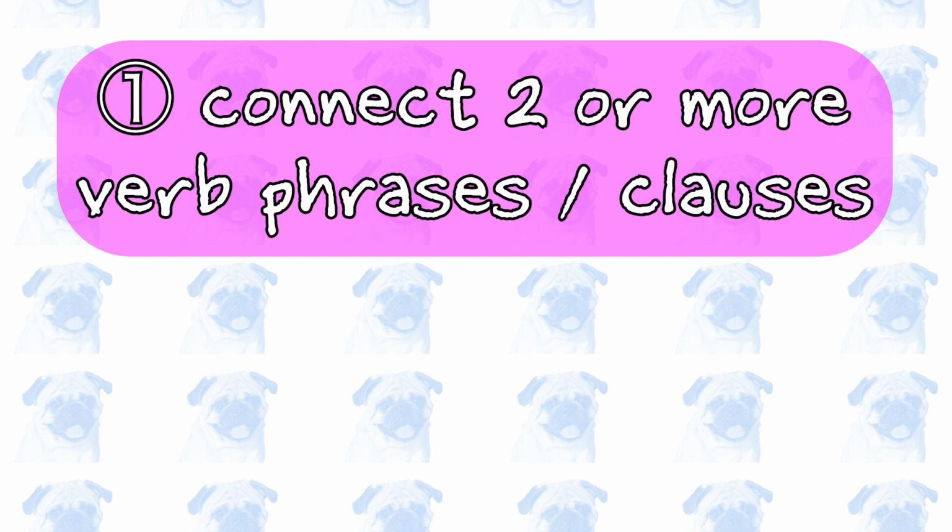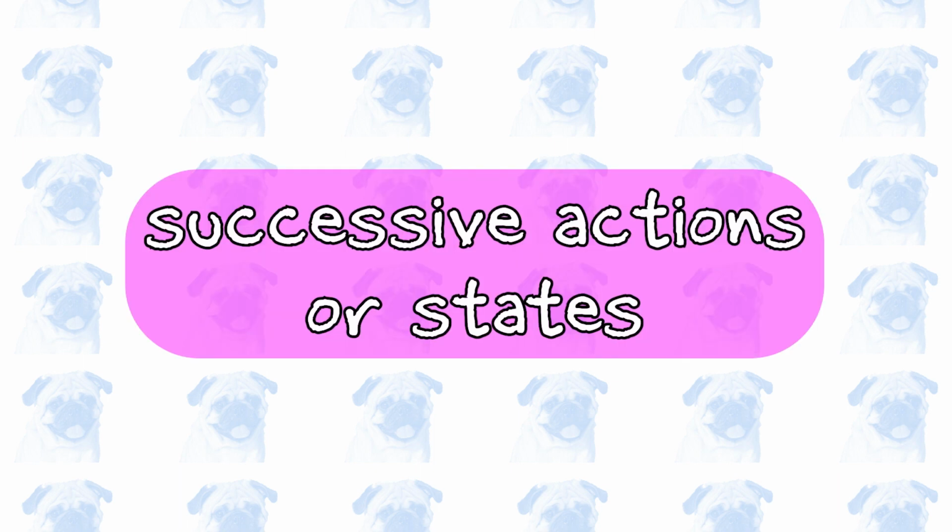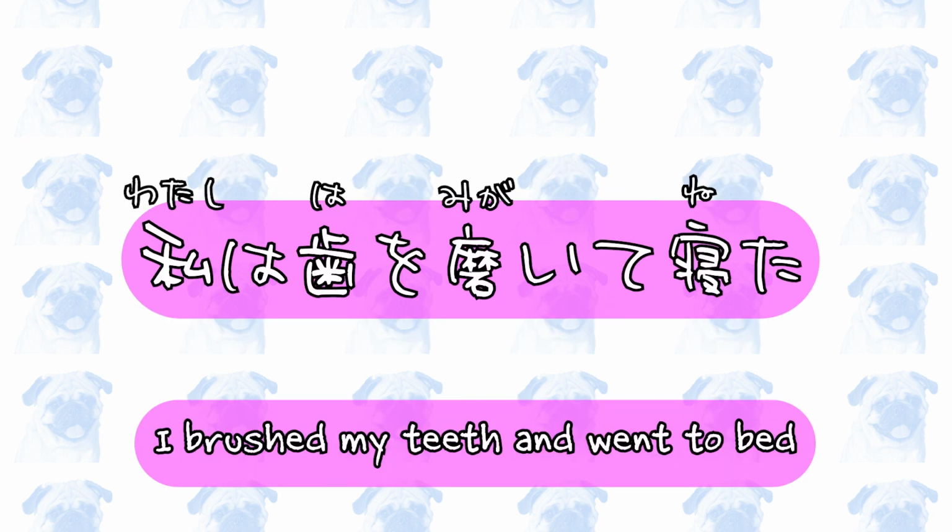First, let's see how to use the te form to connect two verb phrases or clauses. Note that this is not meant to be comprehensive or exhaustive. 1. You can use the te form to show two successive actions or states. For example, in the sentence, 私は歯を磨いて寝た。Te connects the two verb phrases 歯を磨く, to brush one's teeth, and 寝る, to sleep, which tells us that this person brushed their teeth first and then went to bed, not the other way around.